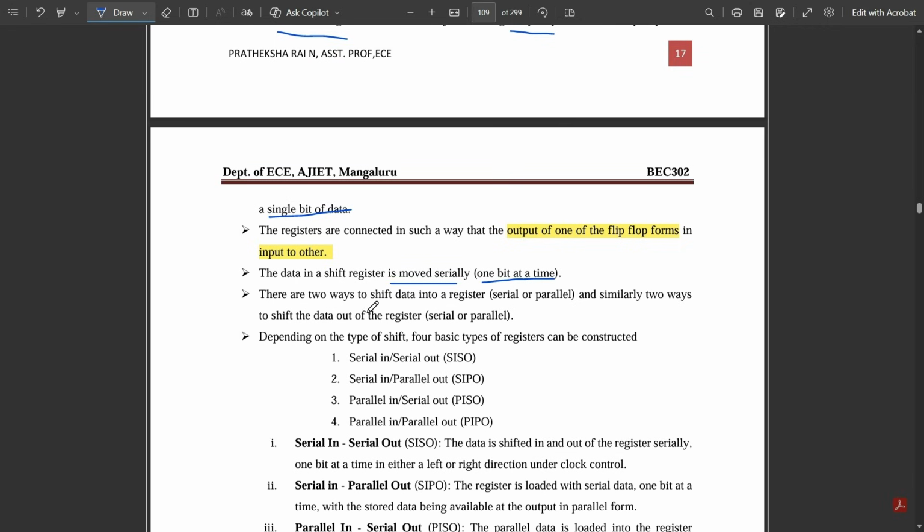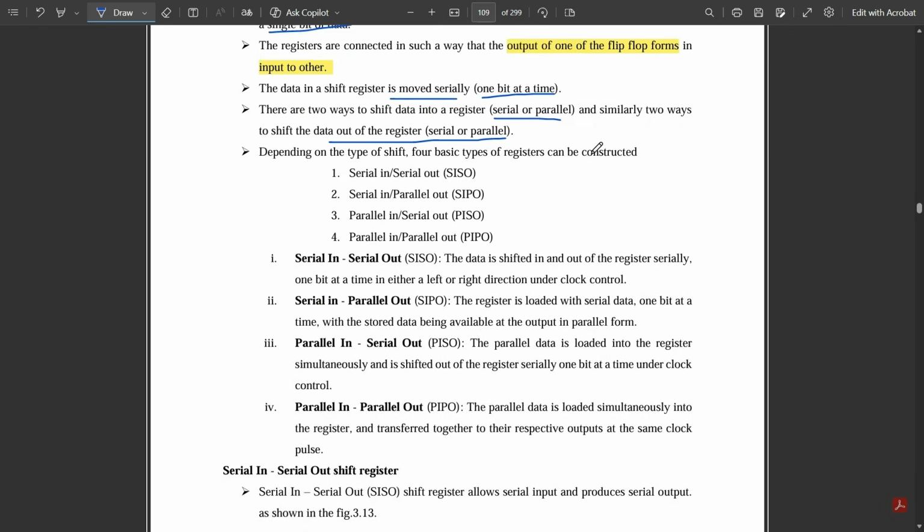There are two ways to shift data into a register, serial or parallel, and similarly, there are two ways to shift data out of the register, serial or parallel. So depending on the type of shift, there are four basic types of registers which are used for construction. One is called serial in, serial out; serial in, parallel out; parallel in, serial out; and parallel in, parallel out. One by one, let us see all of them now.